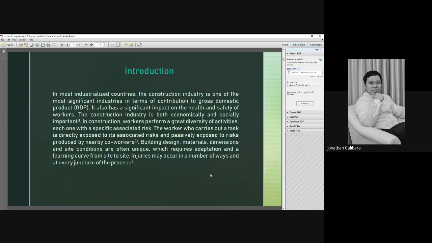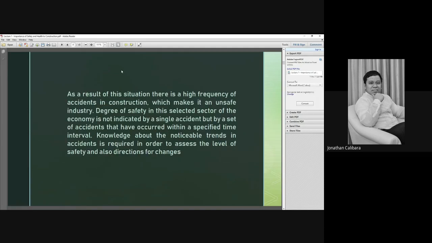Okay, next we have building designs. Materials, dimensions, and site conditions are often unique, which requires adaptation and a learning curve from site to site. Injuries may occur in a number of ways and at every juncture of the process. Next slide. As a result of this situation, there is a high frequency of accidents in construction, which makes it an unsafe industry. We need to accept that finding. It is very clear that the numbers are high with regards to construction.